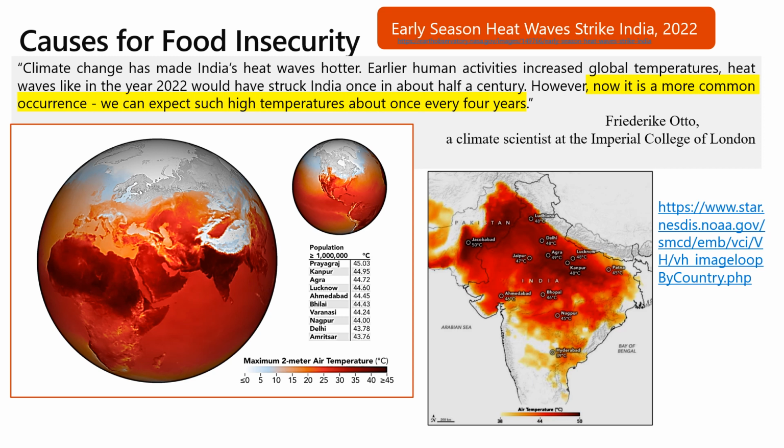Frequency and intensity of heat waves are the other extreme weather events that we would like to study and use to fine-tune our models. The recent heat wave in India in 2022 has resulted in a huge disruption in wheat yield, especially in the northern part of India. Climate change has made India's heat waves hotter. Earlier, before human activities increased global temperatures, heat waves like in the year 2022 would have struck India once in about half a century. However, now it is a more common occurrence. We can expect such high temperatures about once every 4 years. These are the conclusions from a climate scientist at Imperial College London.